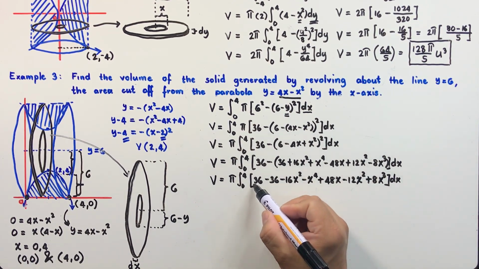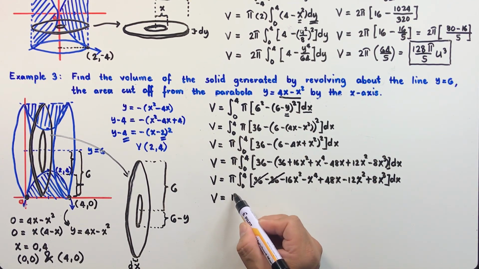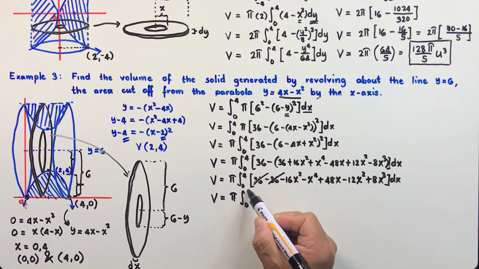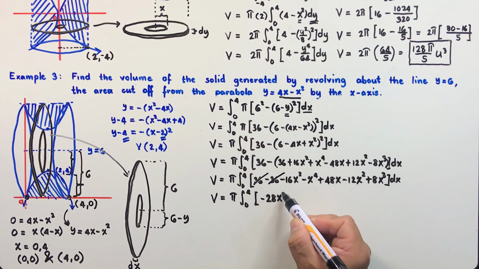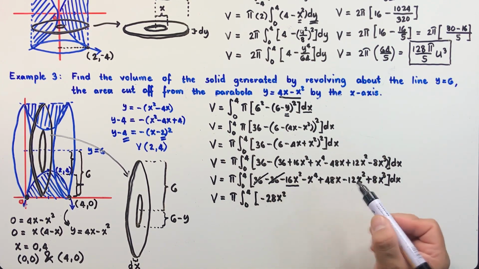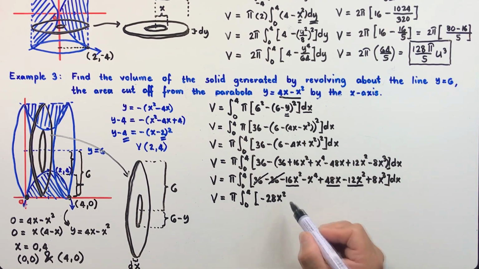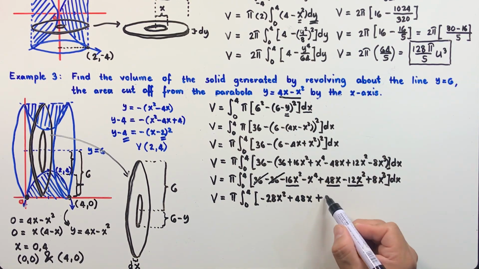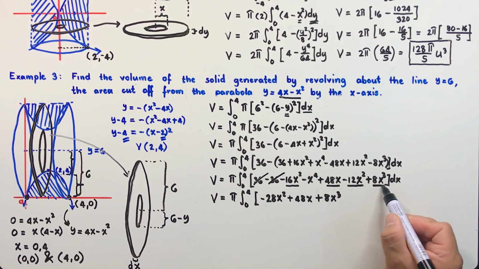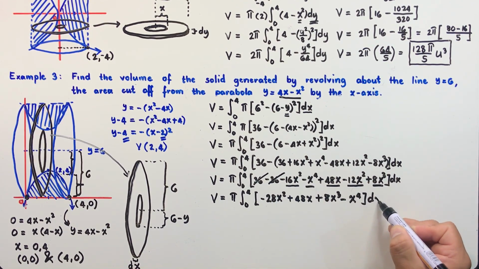And we know that this 36 and the negative 36 cancel each other. So we have pi times the integral from 0 to 4 of negative 28x squared, because when you add this negative 16x squared and negative 12x squared, we have negative 28x squared. And then this will be added to positive 48x plus 8x cubed, which is this one here, minus x to the 4th from this one, dx.